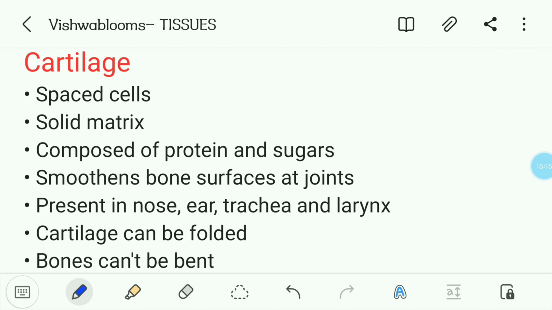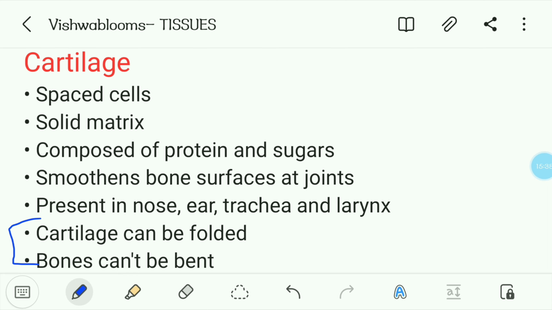Now where is cartilage present? It is present in the nose. You can bend your nose, right? You can move it here and there. Even here you can fold it, right? And the trachea and larynx, the voice box, also has cartilage. That's why we are able to speak, right? Here you can feel that.